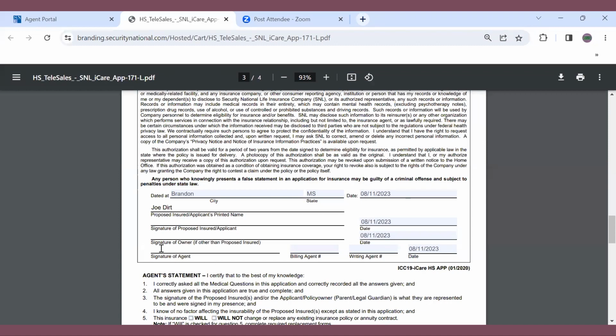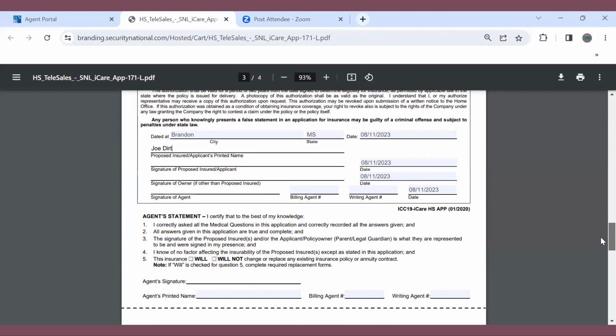There's no owner. So the next line will be for us to sign our name, put either our billing or writing number, which is, again, that is our debit number for those of you that are used to this home service side. Then we have our agent statement, making sure that we correctly answered all this information and that we witnessed Joe's signature and that it will not change or replace any existing insurance. Again, we print and sign our name and put our debit number again.